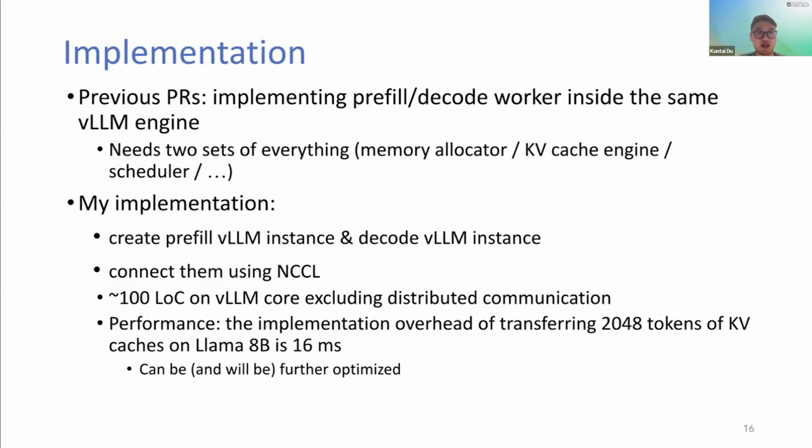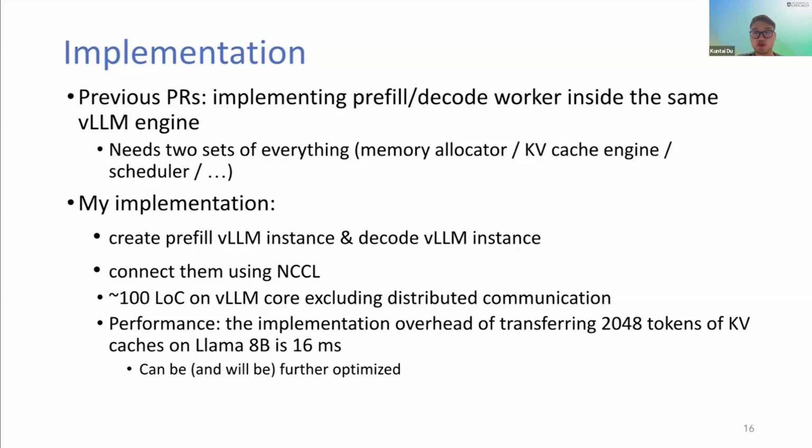Compared to that, I'm taking another way of implementing this disaggregated prefill functionality, where I will create a prefill vLLM instance and a decode vLLM instance. I'll put them into separate instances instead of putting them together inside one vLLM instance. And then I will build connections between instances using NCCL. The result is that I only need to implement about hundreds of lines of code on vLLM core, of course, excluding the distributed communication part.